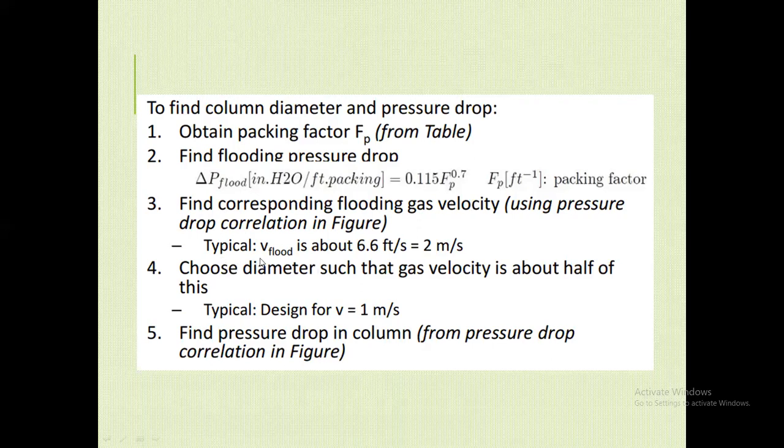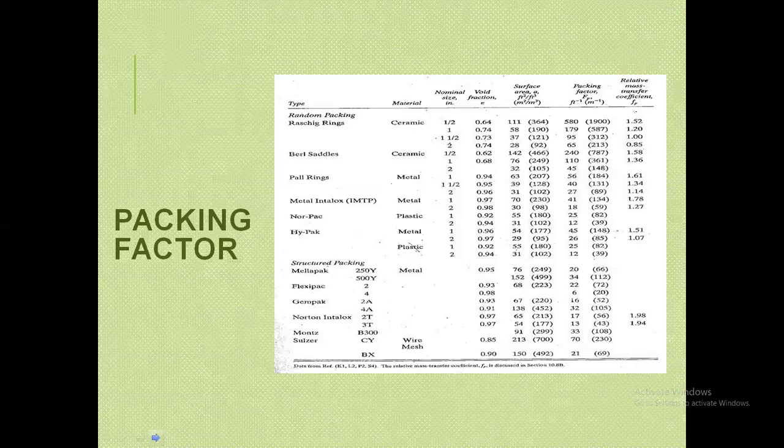Typically, class, your flooding linear velocity would be 6.6 feet per second or 2 meters per second. At these linear velocities, your column will be flooded already. How much more if it's even higher? So your column will be flooded already. Now, speaking of this correlation figure, what is this correlation figure? I'll just show to you what it is. We'll solve a sample problem next meeting.